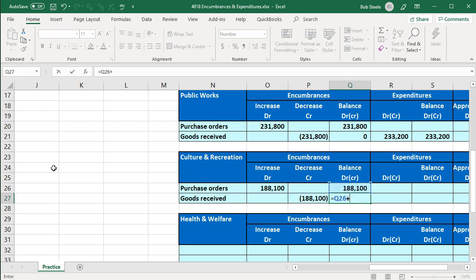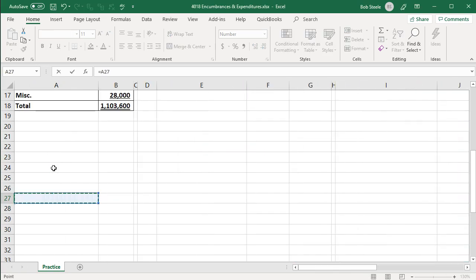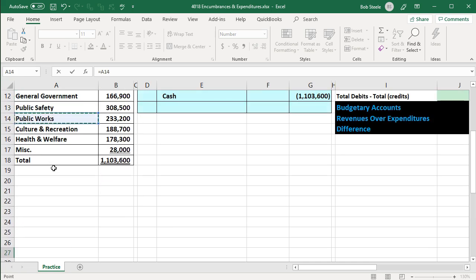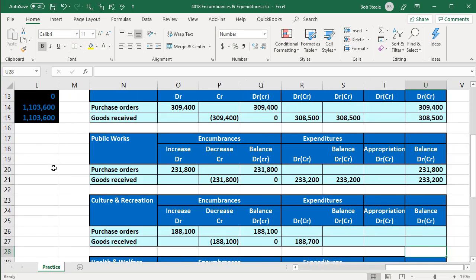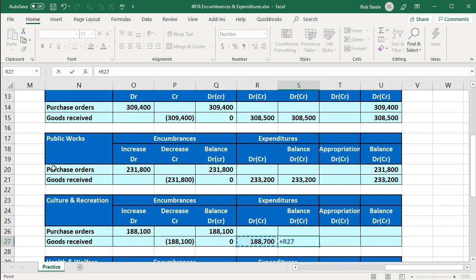Equals the prior balance plus the sum of this activity, enter. Then we've got the expenditure that's going to be possibly a different number. So the expenditure for the culture and recreation is this item. The balance is the same. No appropriations, no estimate in this problem.